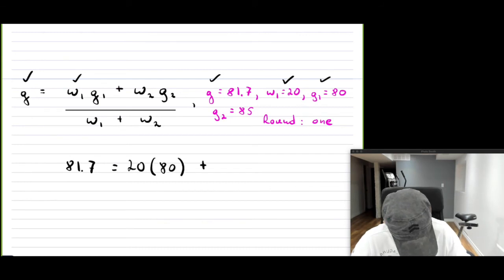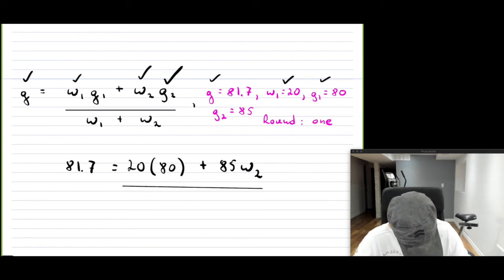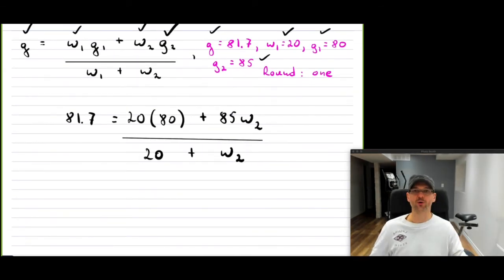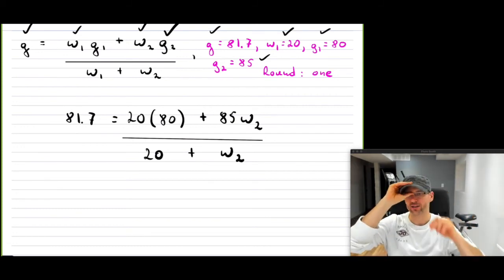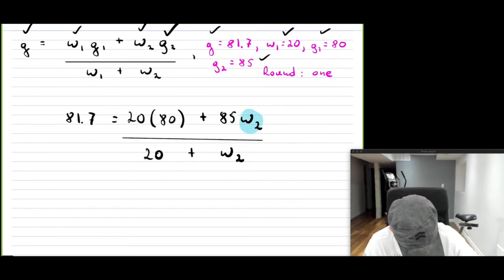So I'm substituting. W2 I do not know. I know G2 is 85. So I don't know W2. I do know G2. Now this is divided by, and again, W1 was 20. And we do not know W2. So notice this is what we have. This almost looks like an average question of grades. If you've ever done those, this looks very, very similar. And now we have to be able to solve and isolate for this.